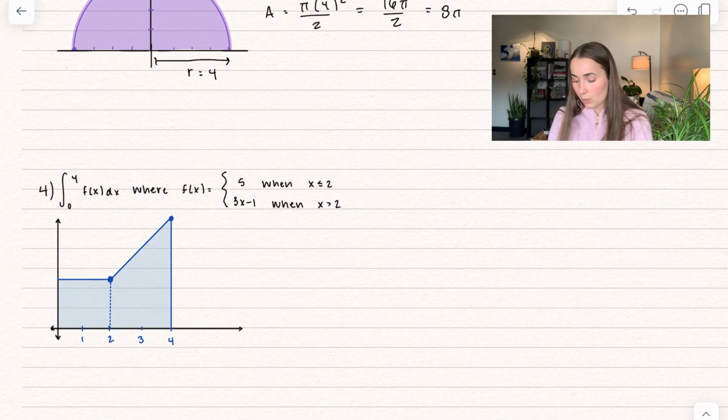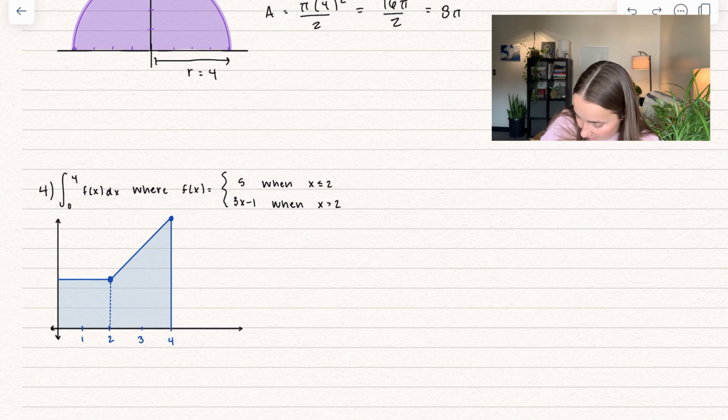Let's go ahead and do one more. We have a piecewise function, which I already drew out, and we want to calculate the area of the function between 0 and 4. If you wanted to, you can definitely do this by finding all these different areas. You could split this into 2 rectangles, or 1 rectangle and a triangle, however you want to do it. Or we can do it like how we did the first problem.